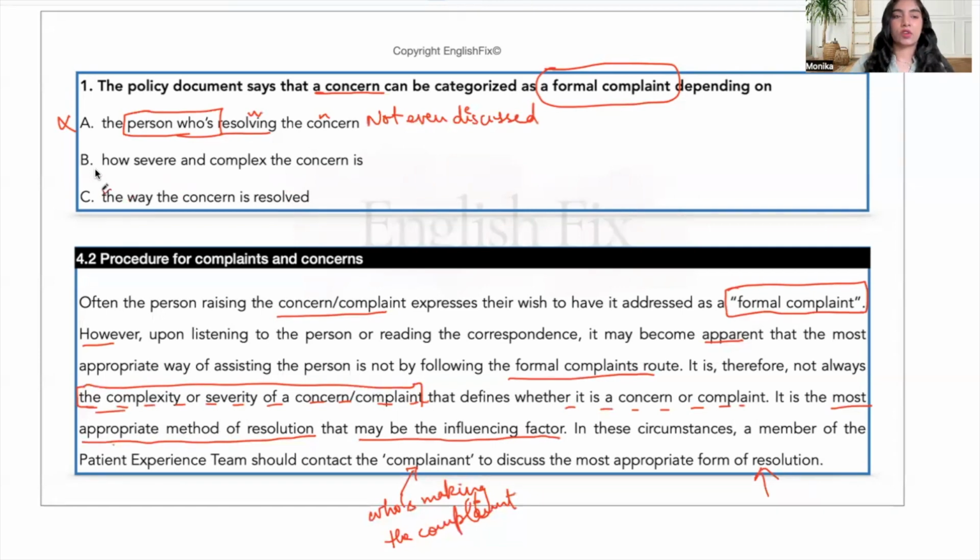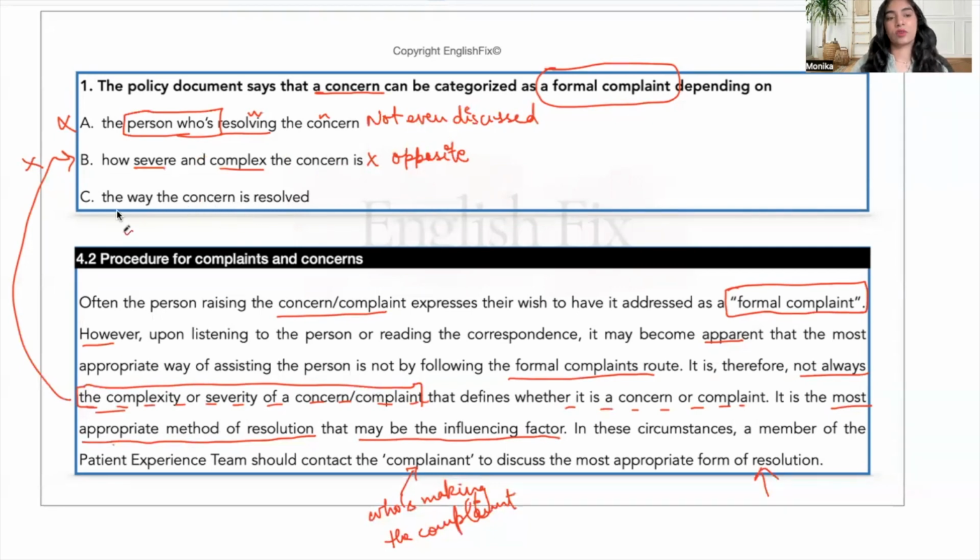Now, for the second answer option, it says how severe and complex the concern is. Very clearly, out of the book here, they have used this word, the severity and the complexity, but they've told me that is not what defines whether it is a concern. Not always, no. So this is going to be the wrong answer option because the opposite of this is what is given to us in the paragraph. So already I know that answer option A is incorrect. The B answer option is also incorrect because of these things. So I know C is going to be the right answer.